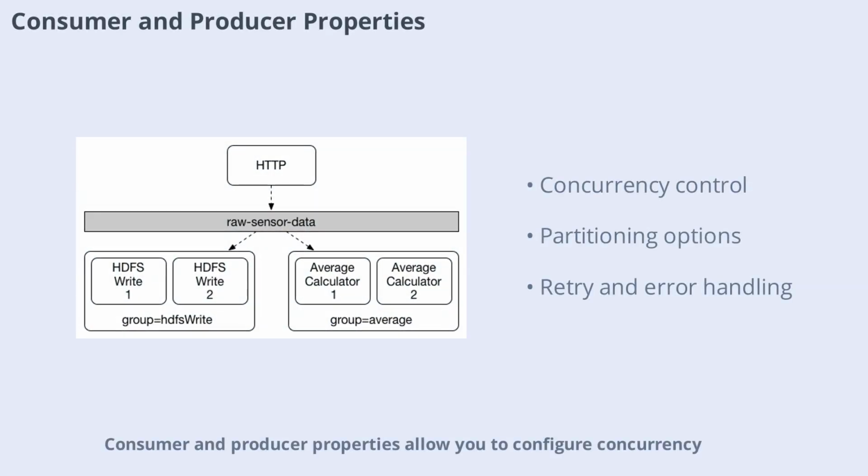Consumer and producer properties allow you to configure concurrency, partitioning, header modes, retry behavior, and more. These settings help optimize performance, reliability, and compatibility with different brokers. By tuning these properties, you can ensure that your application meets the demands of your specific use case.